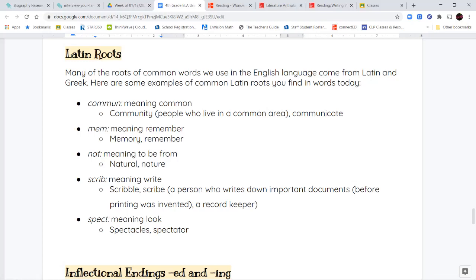And we have the root spect. Spect means to look. So a spectator is someone who's looking and watching. Spectacles are another word for glasses that you wear.